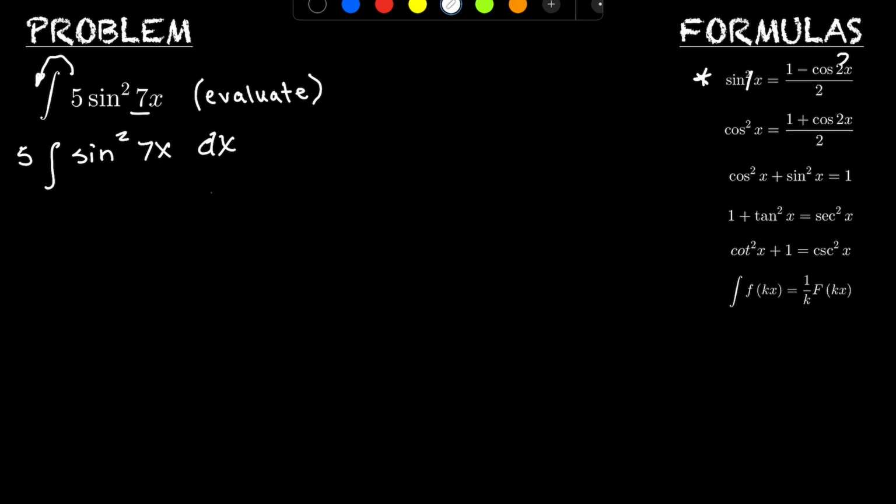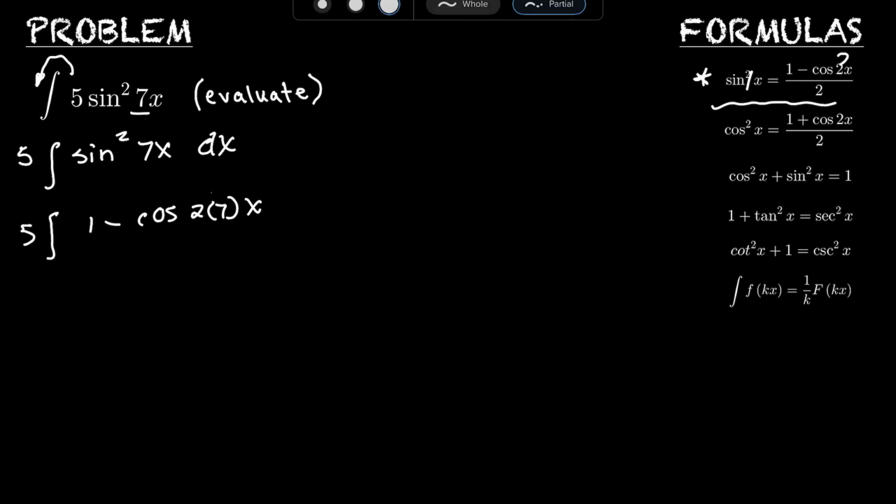So now what I do is I take the formula that I highlighted over here and I just plug in the values for sine squared 7x. So that's going to be 5 integral of 1 minus cosine, and it's 7 times 2x, and that's going to equal 14x. It's a really important step, all over 2.